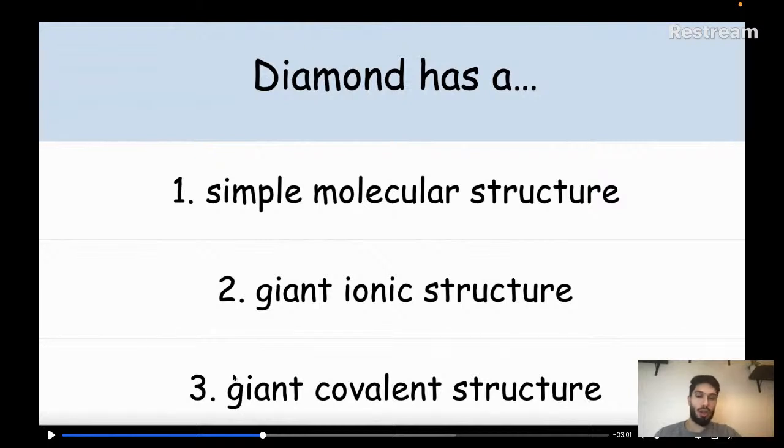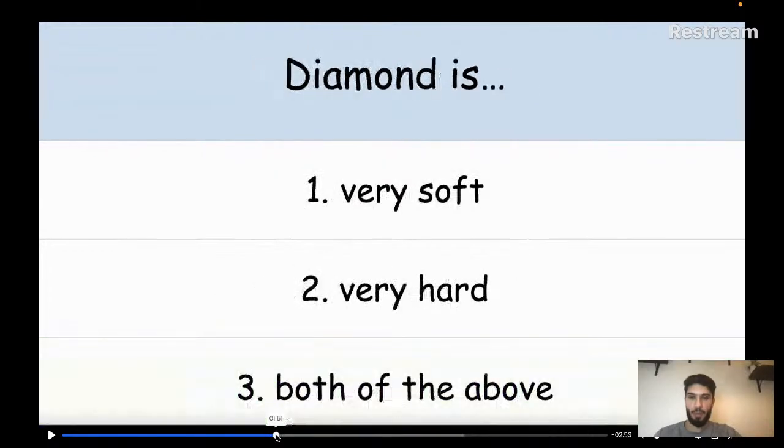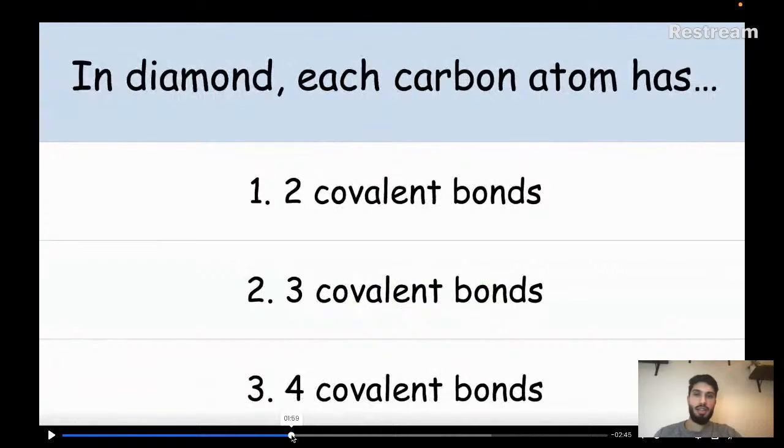Next week, we're going to be doing calculations. So diamond has a giant covalent structure, easy. Diamond is very hard, easy. In diamond, each carbon atom has what? Is it 1, 2, or 3?